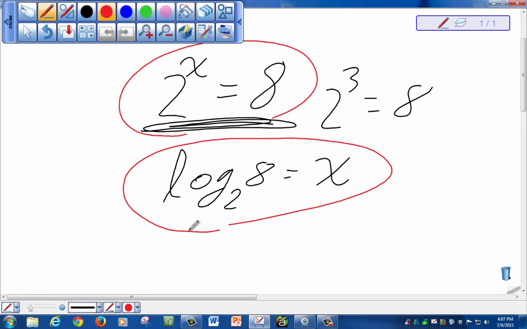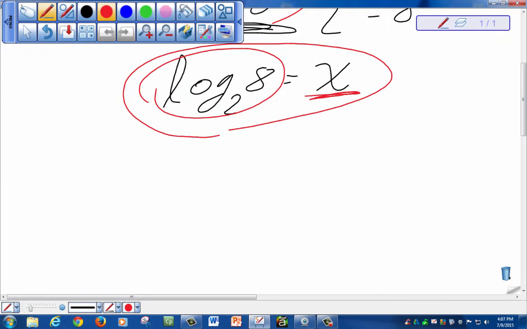So just try to understand that in the log format, it's what power do we have to put this to get that number on the inside, which is the 8. And that's what the logarithm represents. It's this x. You see the x is up here in the other format.